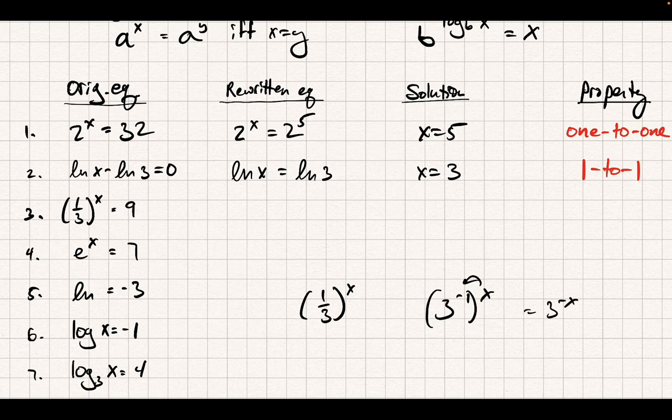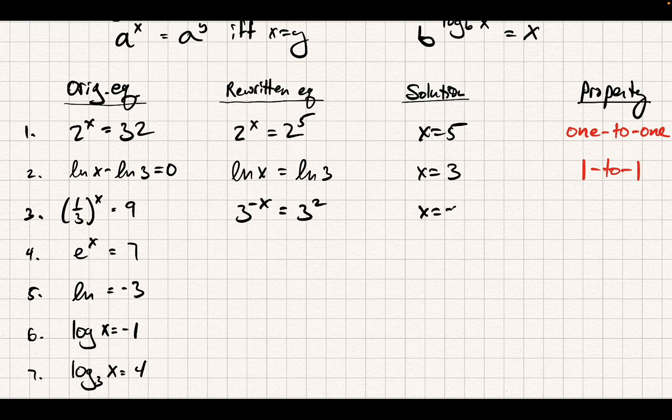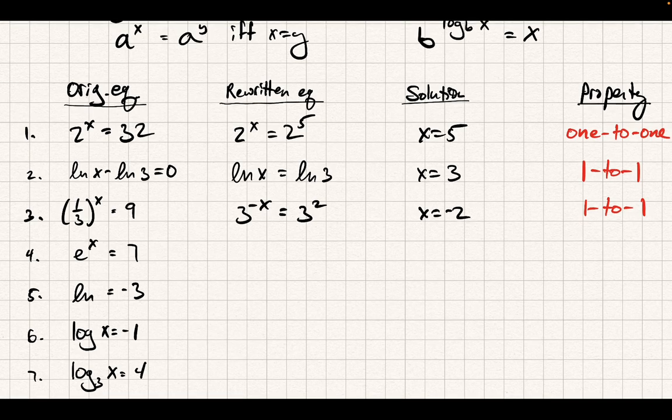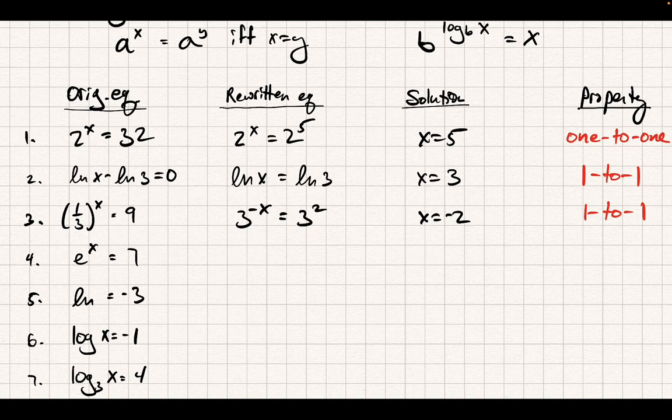So it's 3 to the negative x equals 9, but 9 is not to the same base. 9 equals 3 squared. So x is equal to negative 2, and what's my property? One-to-one. Do you notice that this is actually a faster way to solve these? I'm solving it left to right, and I'm only giving one justification at the end, the name of the log property.